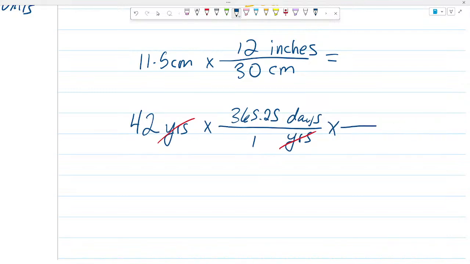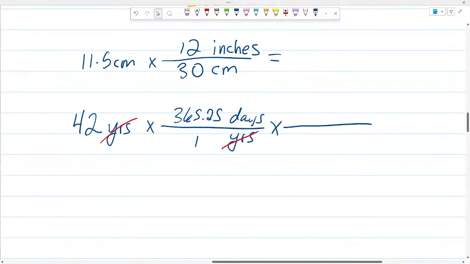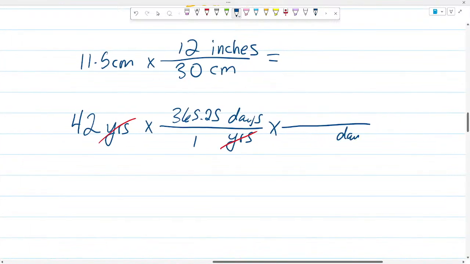What unit do I want to cancel now? Days. Where do I put it? On the bottom. Now, if I knew how many seconds are in a day, I could just do that, but I don't. But what do I know about days? I know how many hours are in a day.